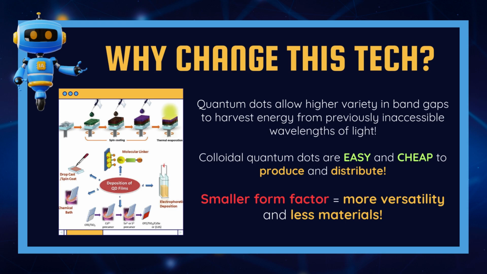On the left, we can see a variety of ways in which we can easily produce these quantum dot solar cells, such as molecular linkage, electrophoretic deposition, chemical baths, and spin coating, which is shown in the upper diagram.